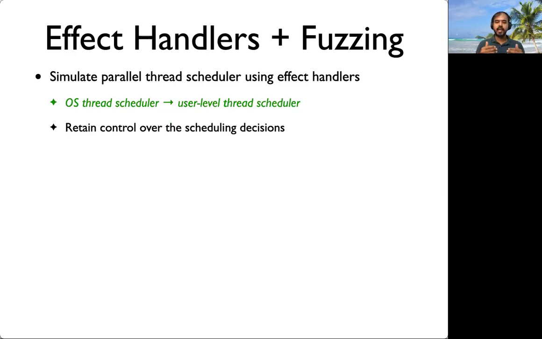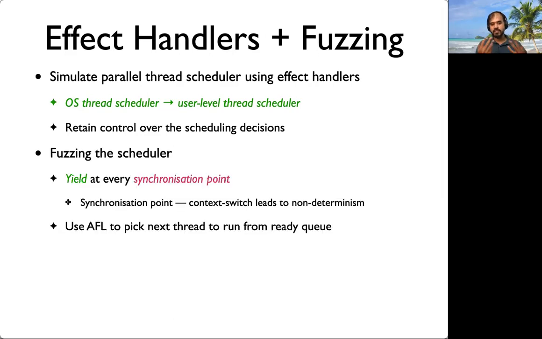And what we end up getting in return is that we don't use the OS thread scheduler anymore. Operating system threads are mapped onto user level threads, and the operating system thread scheduler is now translated to a user level thread scheduler, where we retain control over the scheduling decisions, right? And now what we do is we actually fuzz the scheduler. And how do we do it?